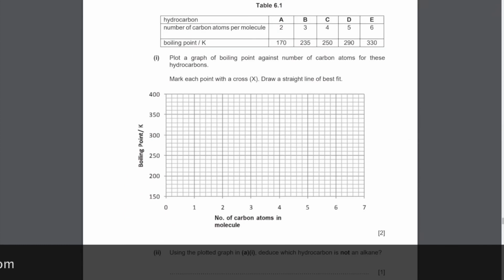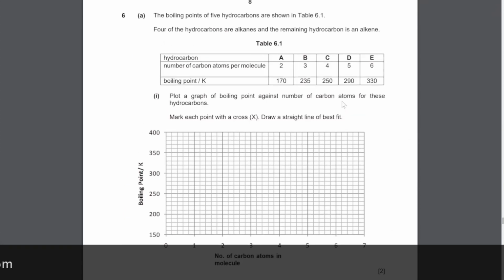Okay, so this one we don't have to do, but we'll just have a look at this since I have one more minute. They give you 5 hydrocarbons. They did not tell you whether it's alkane or alkene or whatever. Then they say 4 of them are alkanes and 1 of them is an alkene. Then they ask you to plot the points of the boiling points on the graph. Then after that, which one is not the alkane?